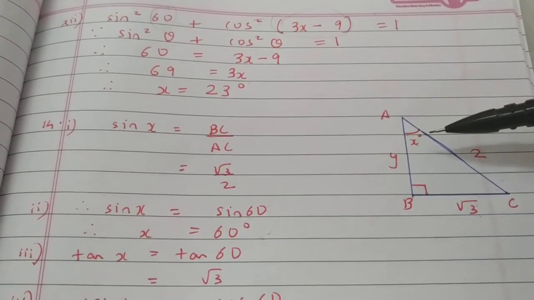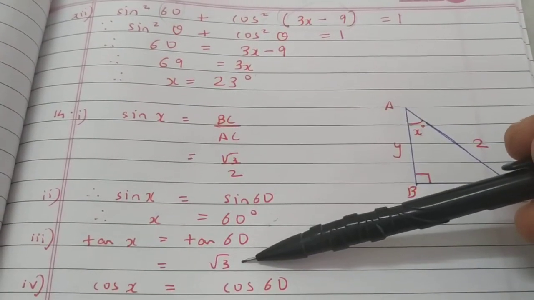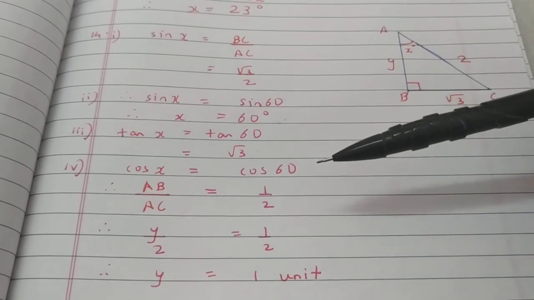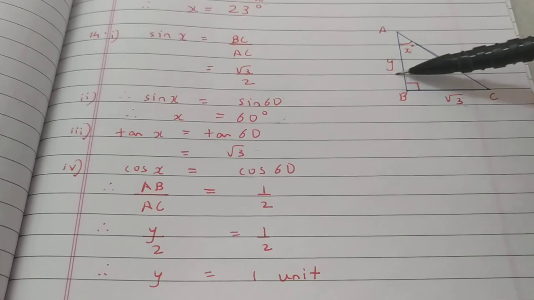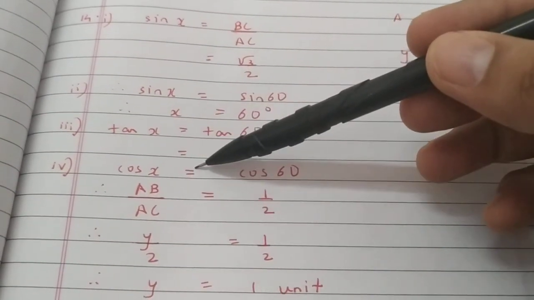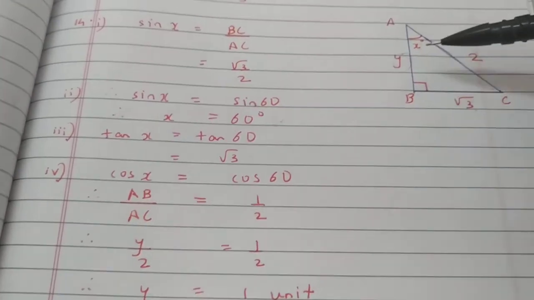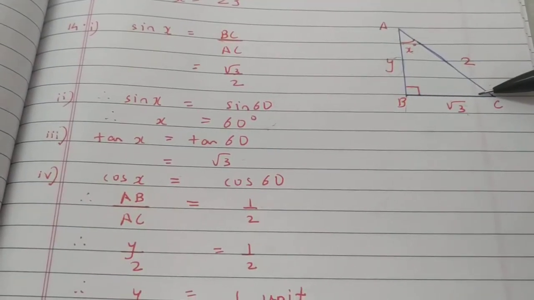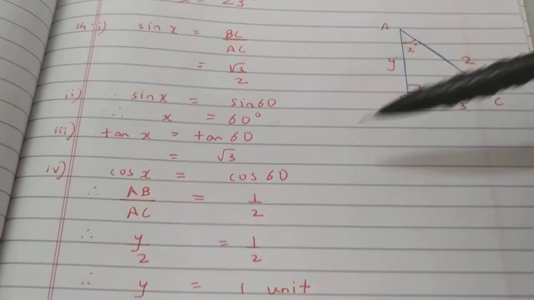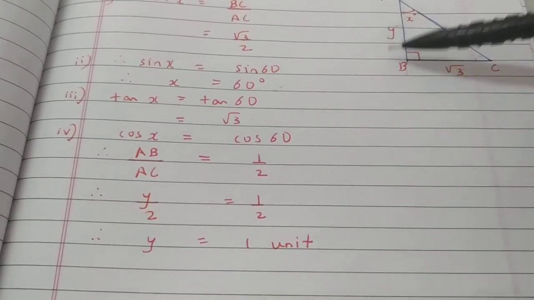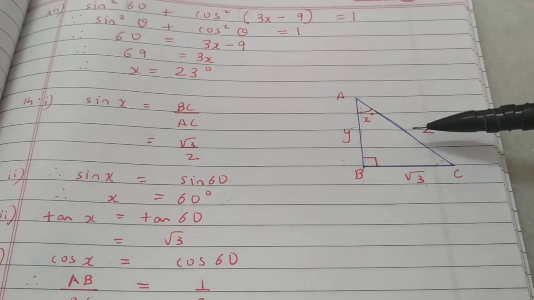Since we know the value of x, we can find Roman number 3, tan x, as well. And then in Roman number 4, we will use the value of x to find the value of y. You see, cos x is nothing but cos 60, which is half. But cos is always adjacent upon hypotenuse. We know the hypotenuse is 2, so the adjacent will be how much? Well, on solving, we get it as 1 unit. If we cross-check this with Pythagoras theorem, it would work out. Y is indeed 1 unit.